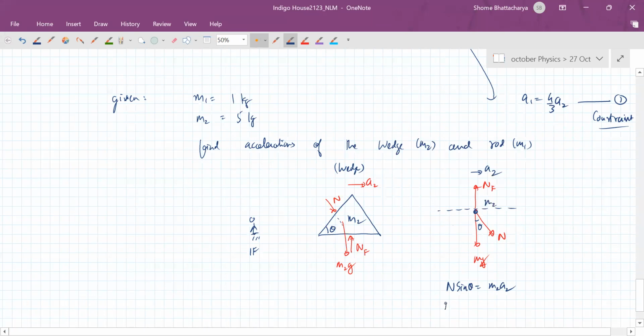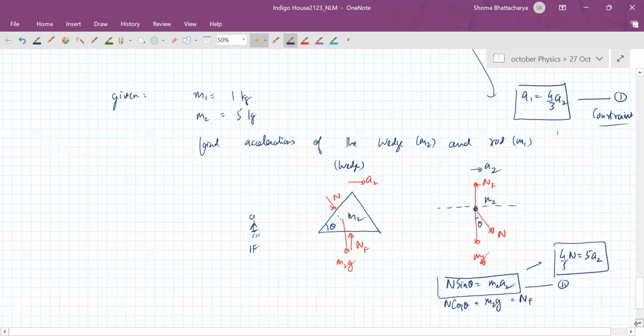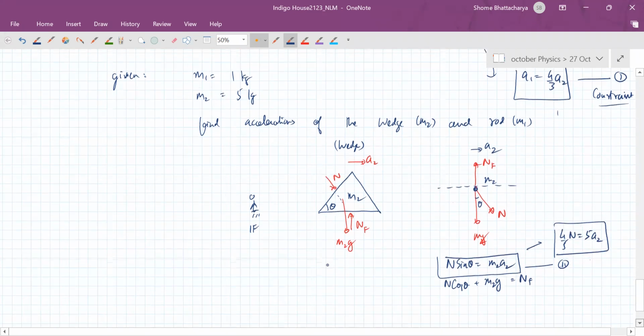And n cos theta plus the rest, so this equation is not really so useful. This equation will be. So we have equation 1, equation 2. This will basically give us 4 by 5 n is equal to, now the mass of this one was I think 5, so 5 a2. We get this equation. And next I will make the free body diagram of the rod.